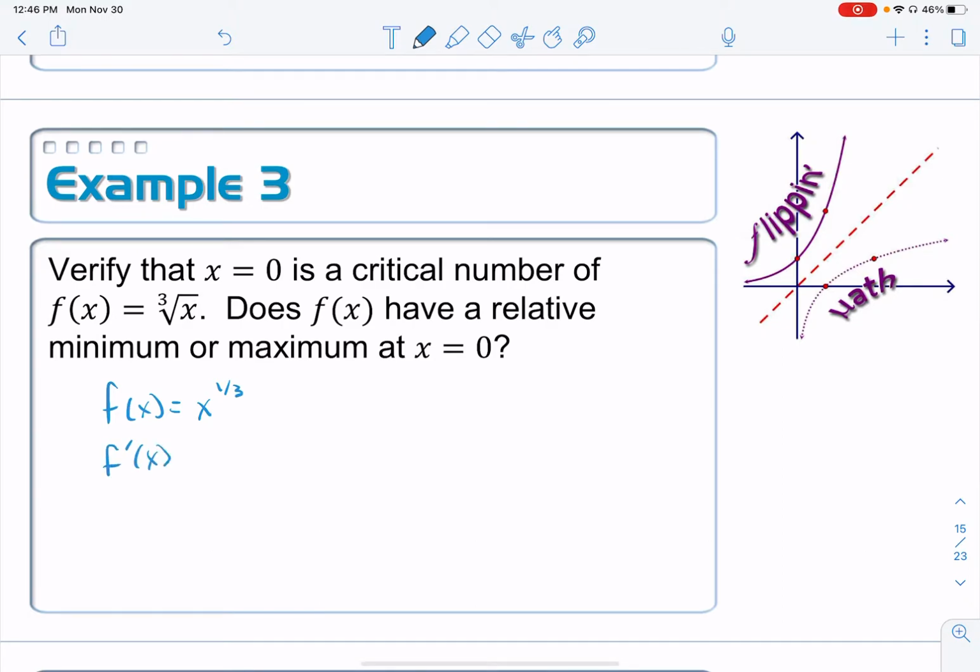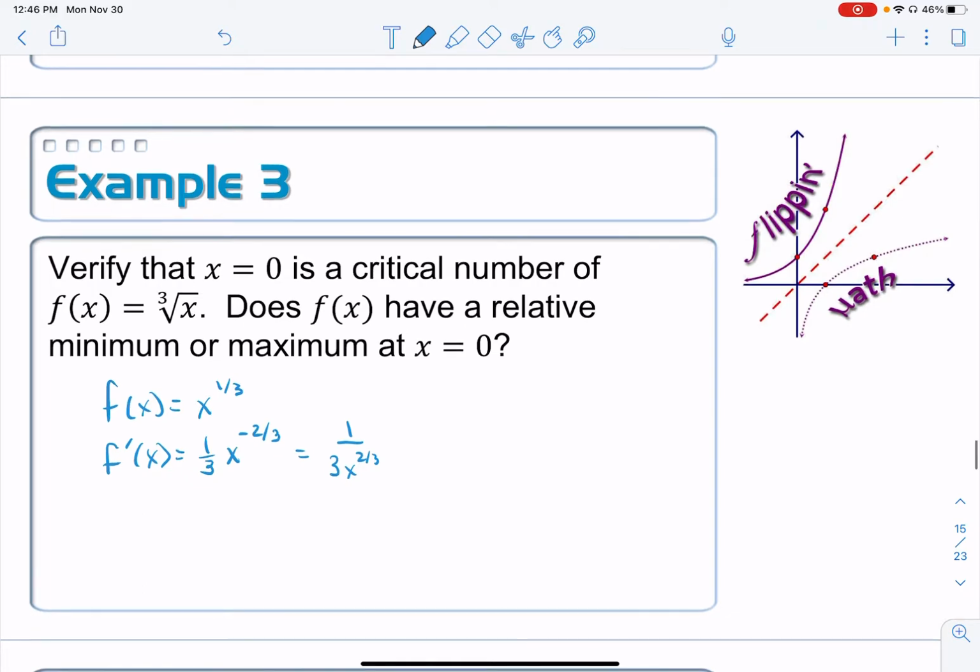Now apply the power rule to this thing. F prime of x is equal to 1/3 x to the negative 2/3. All right, and then I want to rewrite it with a positive exponent, so this will be 1/3 x to the 2/3 power. All right, and then it wants us to verify that x equals 0 is a critical number.